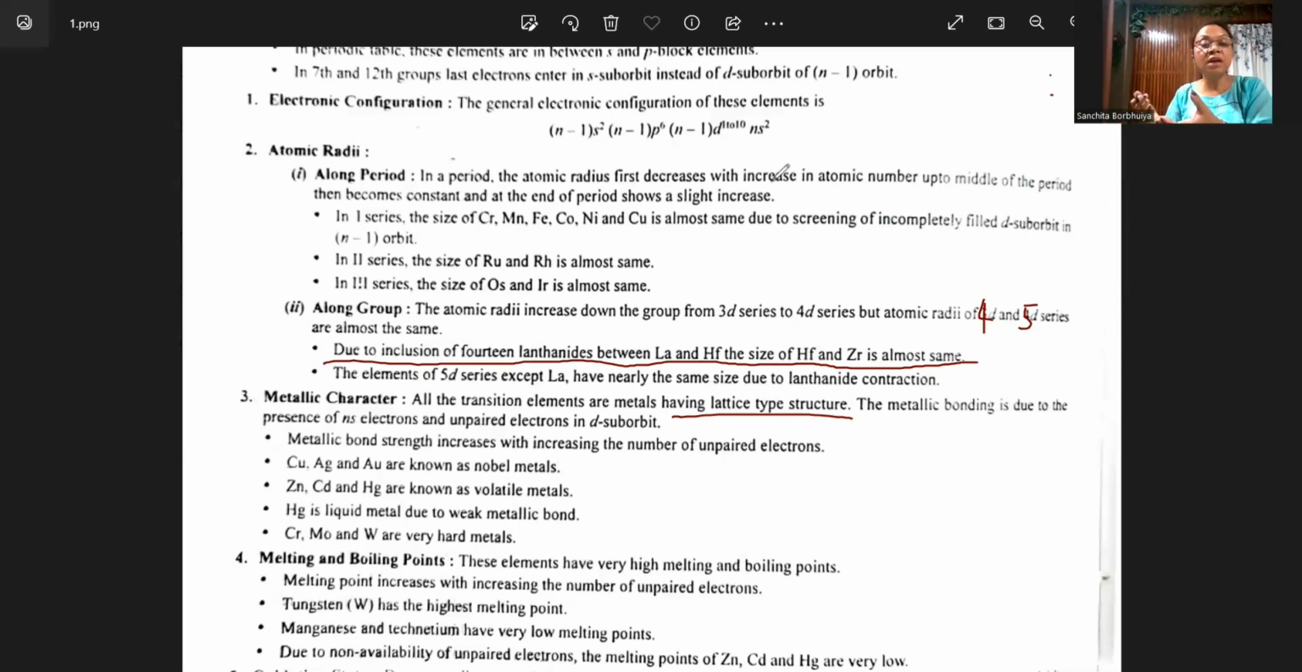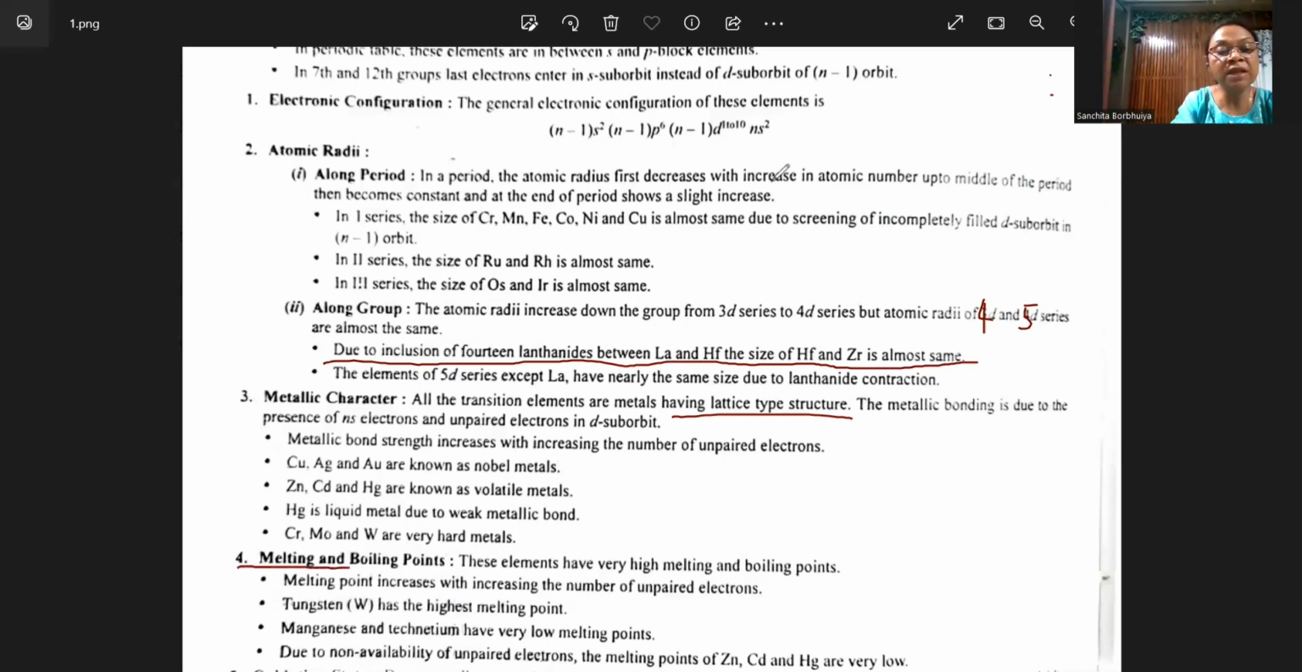Copper, silver, and gold are known as noble metals, as you know, because they have less reactive properties. Zinc, cadmium, and mercury are known as volatile metals. Mercury is a liquid due to weak metallic bonding, and chromium, molybdenum, and tungsten are very hard metals because of the strong metal bonding and very high melting point.